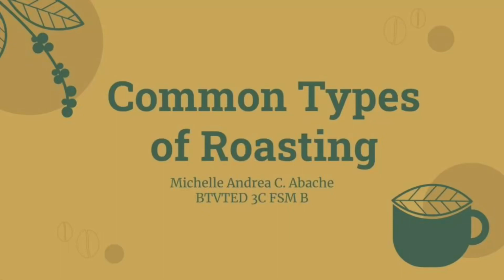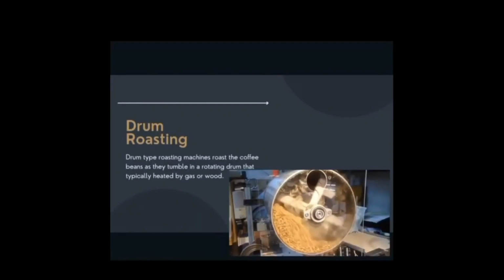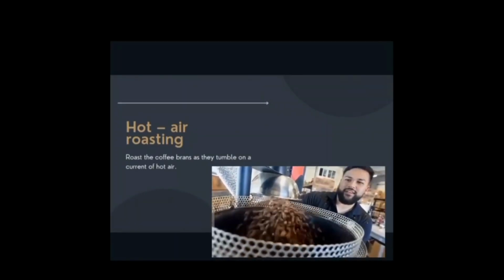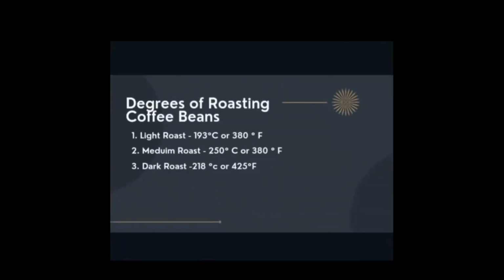Common types of roasting. Drum roasting. A drum type roasting machine roasts the coffee beans as they tumble in a rotating drum that is typically heated by gas or wood. Hot air roasting. Roast the coffee grounds as they tumble on a current of hot air.